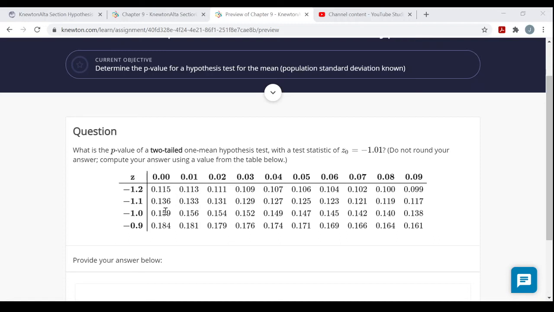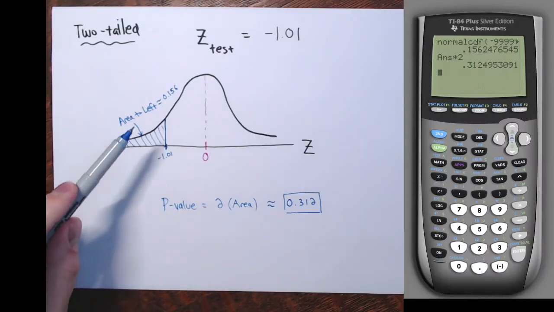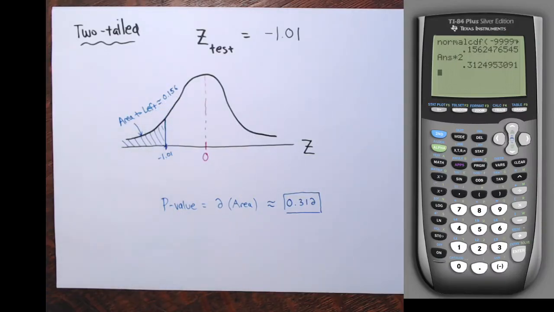Now, looking at the table, we could also have found this. Remember a z-score table? The numbers in a z-score table give you areas to the left. So when I look up the z-score of negative 1.01, this third row, second column here, you see it, I'm seeing this number 0.156. That was the area to the left of the z-score negative 1.01. And that's exactly what I got on my paper. Area to the left, 0.156, rounded to 3 decimal places.